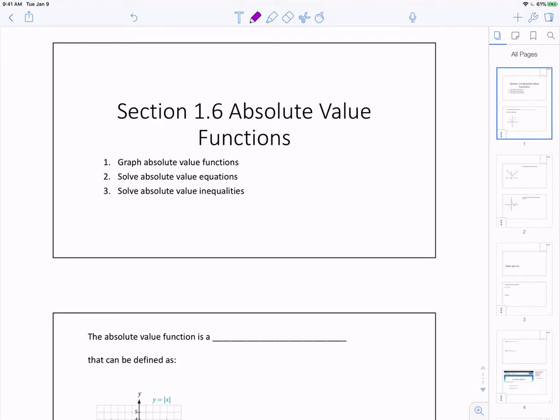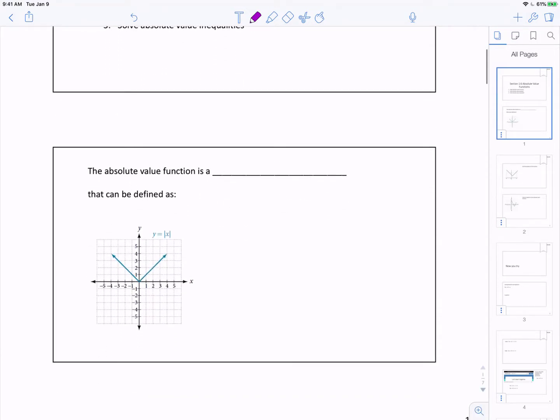In this section, we're going to look at absolute value functions. First, we'll graph absolute value functions, then we'll solve absolute value equations, and finally, we'll solve absolute value inequalities. An absolute value function is a piecewise function.